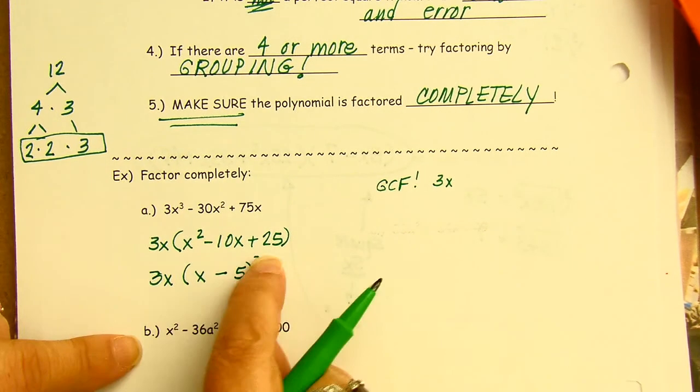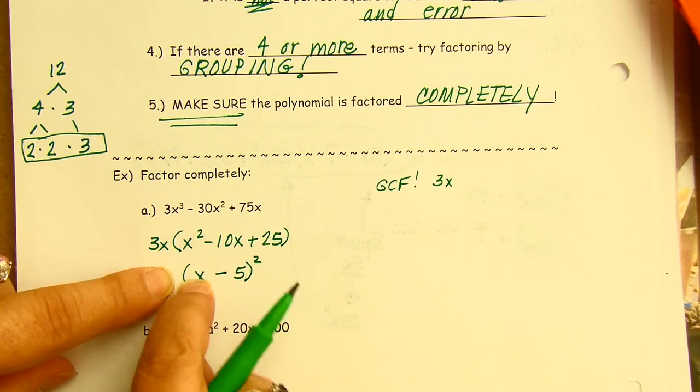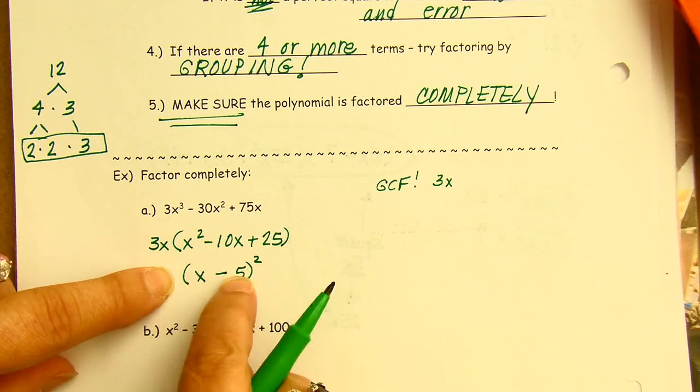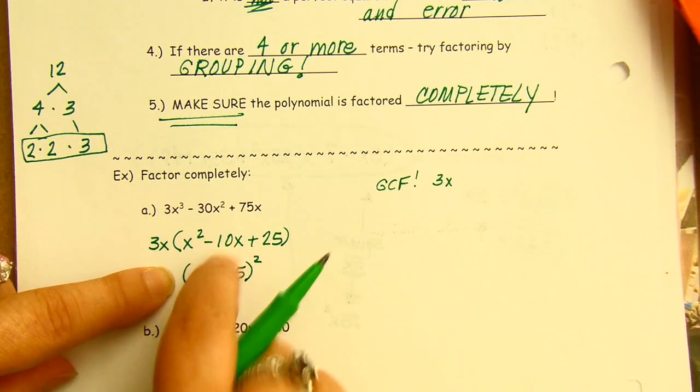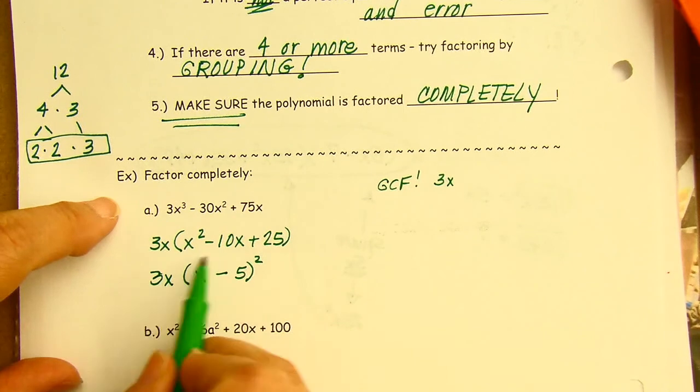How do I square a binomial? Square the first. X squared is x squared. Square negative 5, that's 25. First times second, then double, does give me that. So I know this is my final answer.